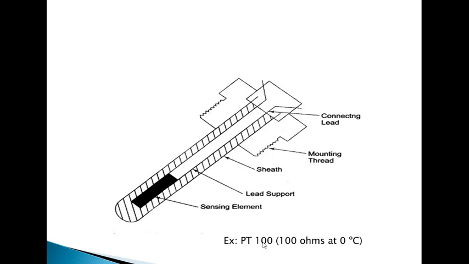Why is it called PT100? The PT stands for platinum, and the 100 means what? It offers 100 ohm resistance at 0 degree Celsius. If you go on increasing the temperature of this PRT, what will happen? Its resistance will increase. But normally at 0 degree Celsius, it offers us 100 ohm resistance. So that's why it is called a PT100 PRT or RTD.